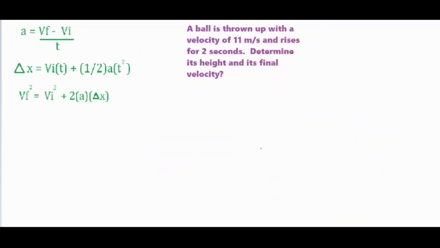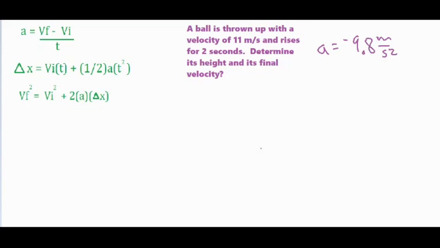For our last question, it says a ball is thrown up with a velocity of 11 meters per second and rises for 2 seconds. Determine its height and its final velocity. So for this one, we have a few different things going on here. Because it's something that's moving through the air, we're going to assume that's a free fall question, which means it's only under the influence of gravity. In that case, the acceleration is negative 9.8 meters per second squared.